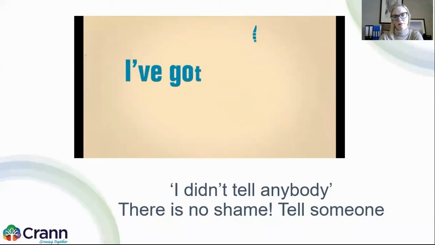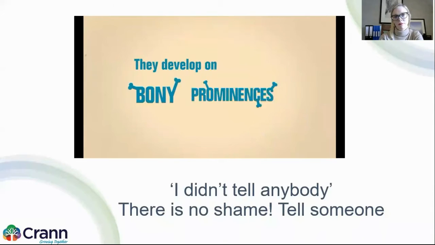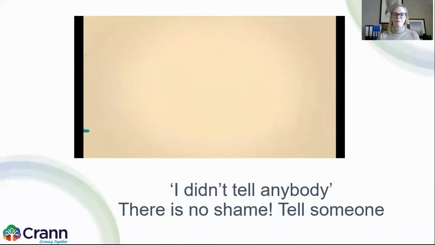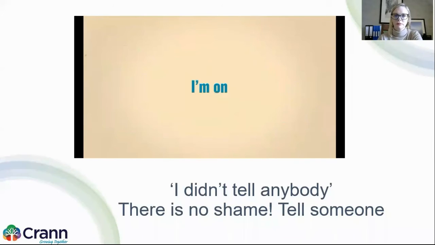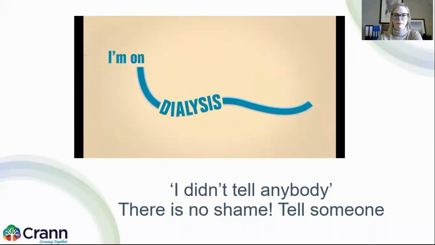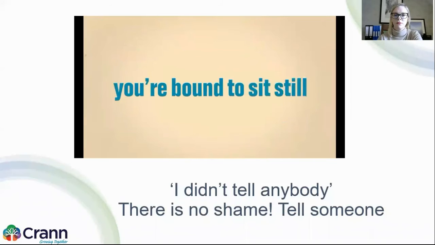The most common area for a pressure ulcer to develop is on bony prominences, the bottom, the ankle bone, the heel, the base of the spine, bony shoulders, elbows. I'm on dialysis 3 days a week, 4 hours at a stretch. You're bound to sit still.